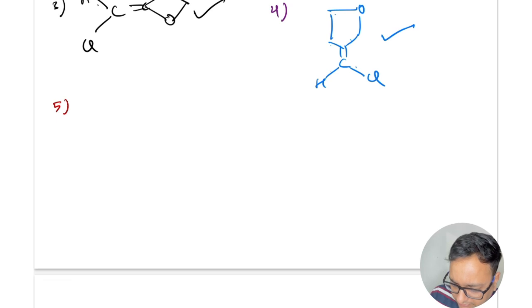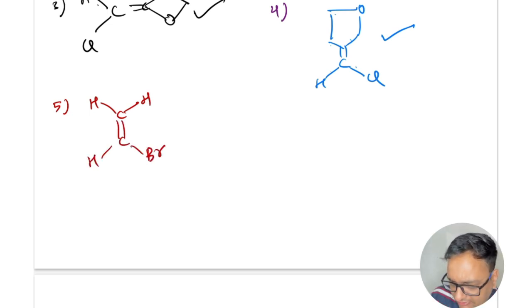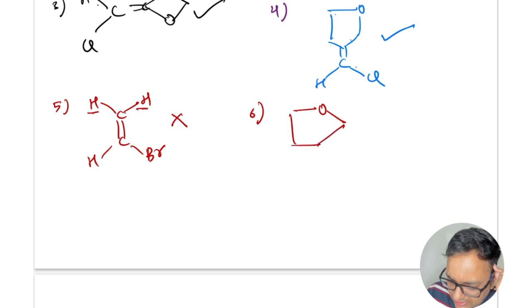And fifth, we have H C H double bond C H and Br. Will it show geometrical isomer? These two hydrogen are same, so it will not show geometrical isomer. Now we're gonna look at the sixth question. We have this compound, and this compound we have.